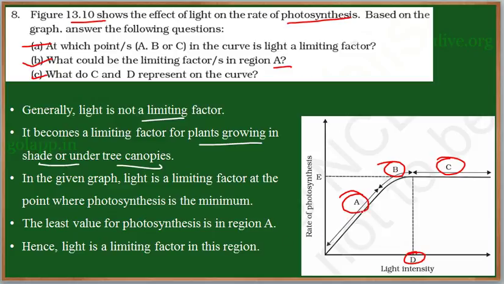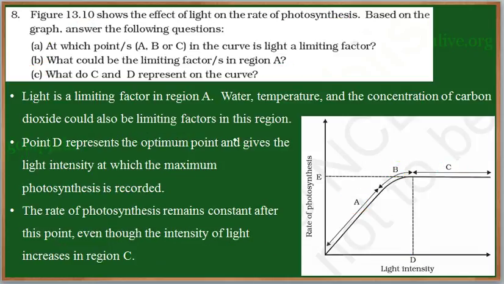Now in the graph, the point A represents the least value of photosynthesis because it is less. B and C are present above A. So we can see that A is the region where photosynthesis is at its least, meaning it is having the least value. The rate of photosynthesis is less over here. So maybe in this region light is a limiting factor. But B and C is not a limiting factor.